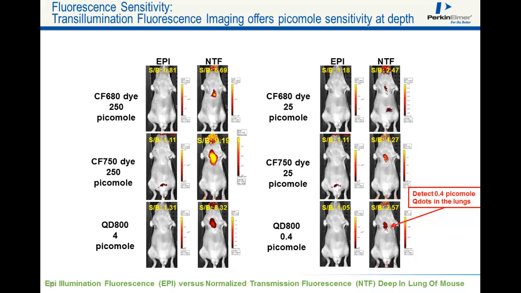Sensitivity of fluorescence imaging. Fluorescence imaging sensitivity in deep tissues is greatly enhanced by methods of transillumination and offers picomole sensitivity. One can detect 0.4 picomoles of 800 nanometer quantum dots deep in the lungs of a mouse.